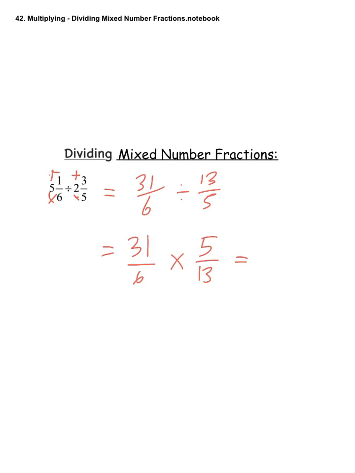Then it's very similar to the previous type of example where we multiply the top two and we multiply the bottom two. So 31 times 5 is 155. 6 times 13 is 78. Then we need to figure out how many 78s go into 155. Well, 78 times 2 is 156, so we have 1 and 77 remainder over 78. And there's our final answer.